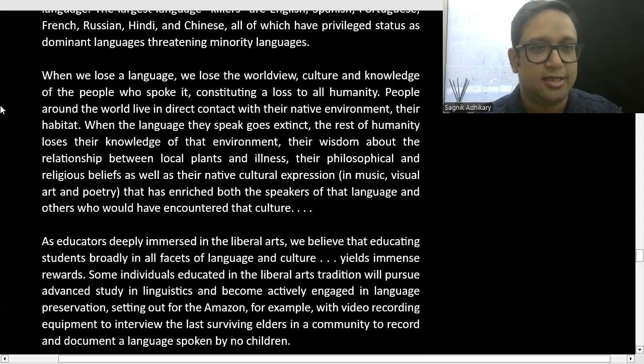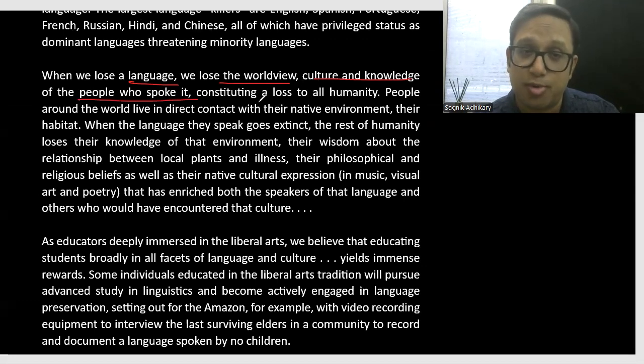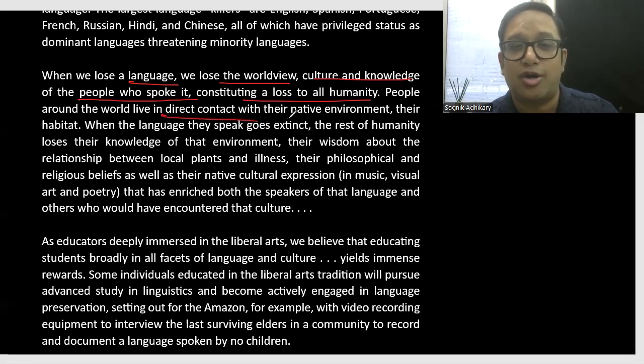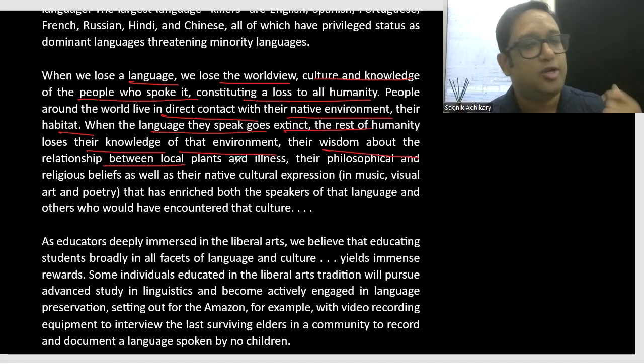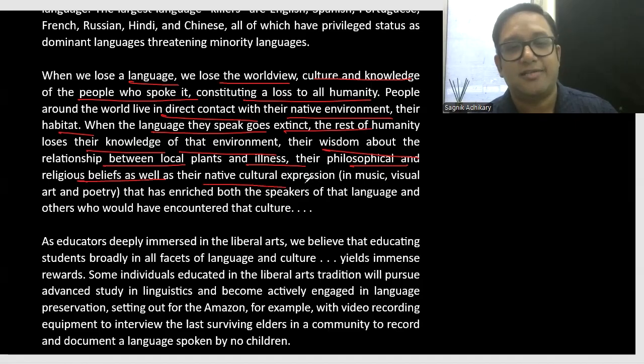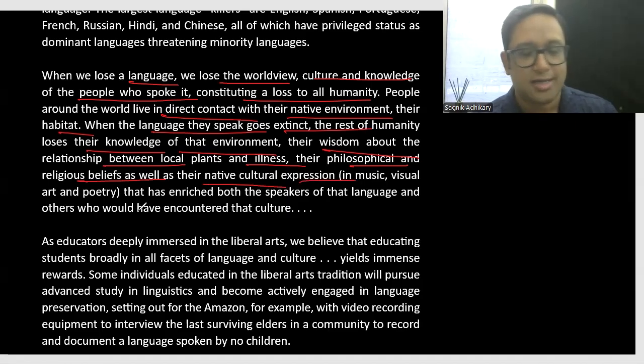We see that here, the third paragraph. When we lose a language, we lose the worldview, culture, and knowledge of the people who spoke it, constituting a loss to all humanity. People around the world live in direct contact with their native environment, their habitat. When the language they speak goes extinct, the rest of humanity loses their knowledge of that environment, their wisdom about the relationship between local plants and illnesses, their philosophical religious beliefs, as well as their native cultural expression, music, visual art, poetry, etc. All of that is lost.